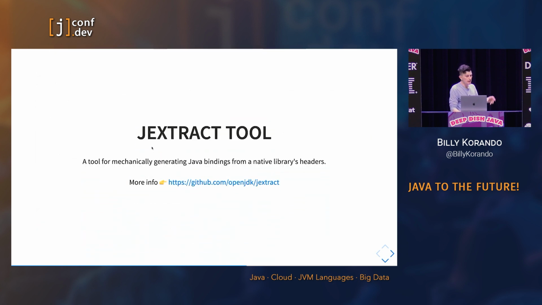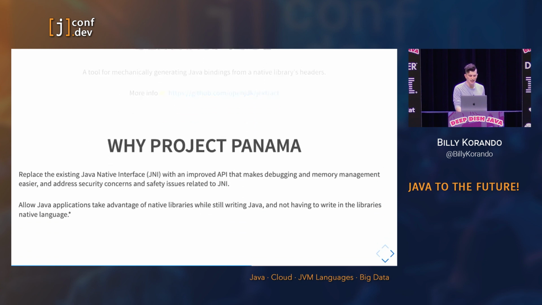There's also the JExtract tool, and what that is for, as the little blurb said, is you have some sort of native library and it can mechanically generate Java bindings based upon the published headers of that library. You can find more information on that tool's main page on the OpenJDK GitHub.